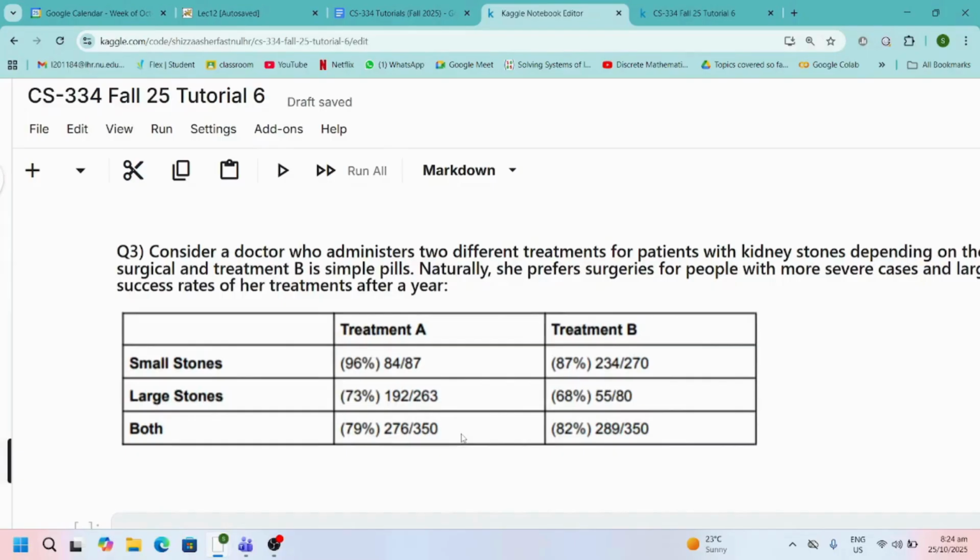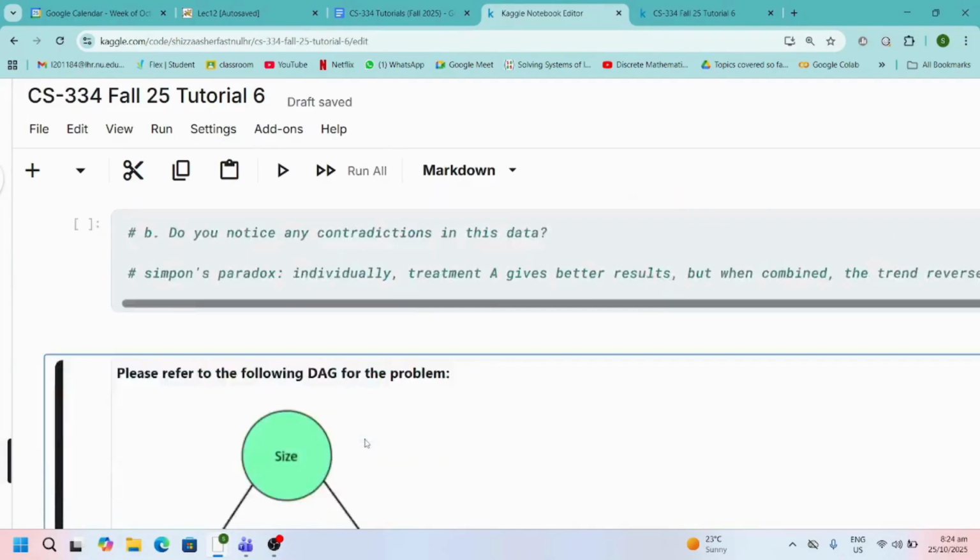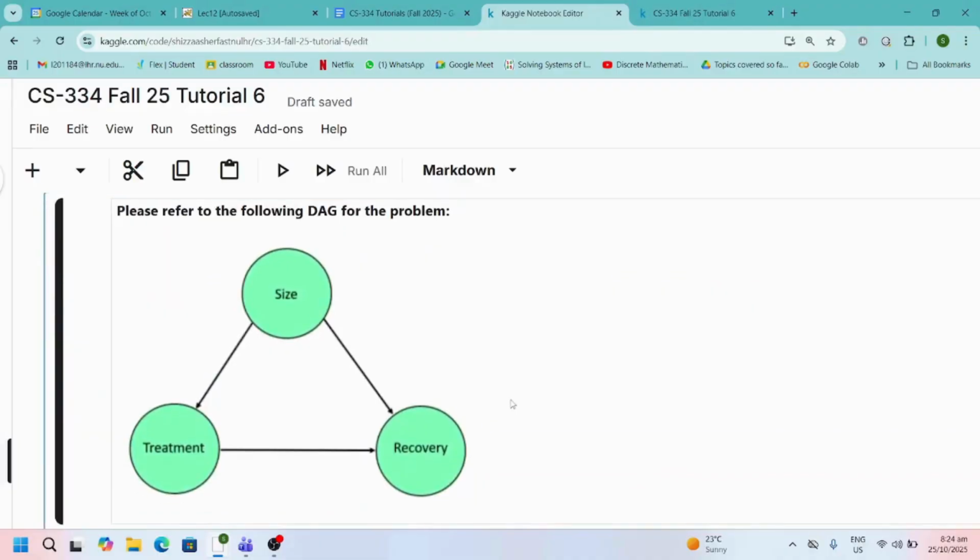To put it even more simply, maybe people with smaller stones are more likely to recover. People with larger stones are more likely to recover. One treatment could definitely be more effective than the other, but maybe I'm just not administering the more effective treatment to a lot of people just based on the size of their stones, which is small.